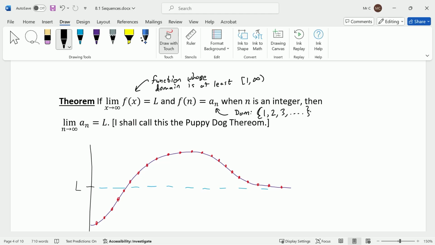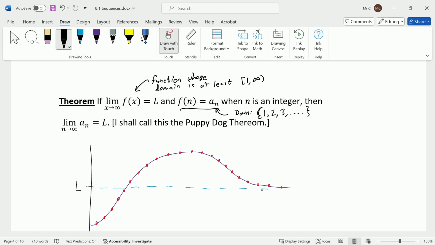So what we're saying here is, if I have a function that's equal to the sequence on all of the integers, then that function, if it has a limit as x goes to infinity, its limit will be the same as the limit of the sequence. So if we look at this graph, the purple graph is our f of x, and all the red dots are the sequence points. And so what we're saying is, if those red dots are always landing on f of x and f of x levels off and approaches L, then that sequence has to approach the same thing.